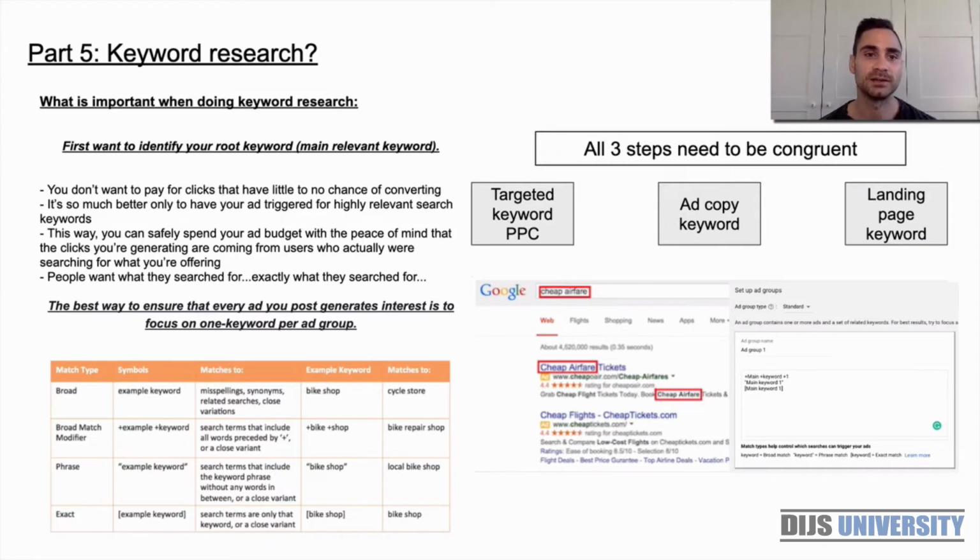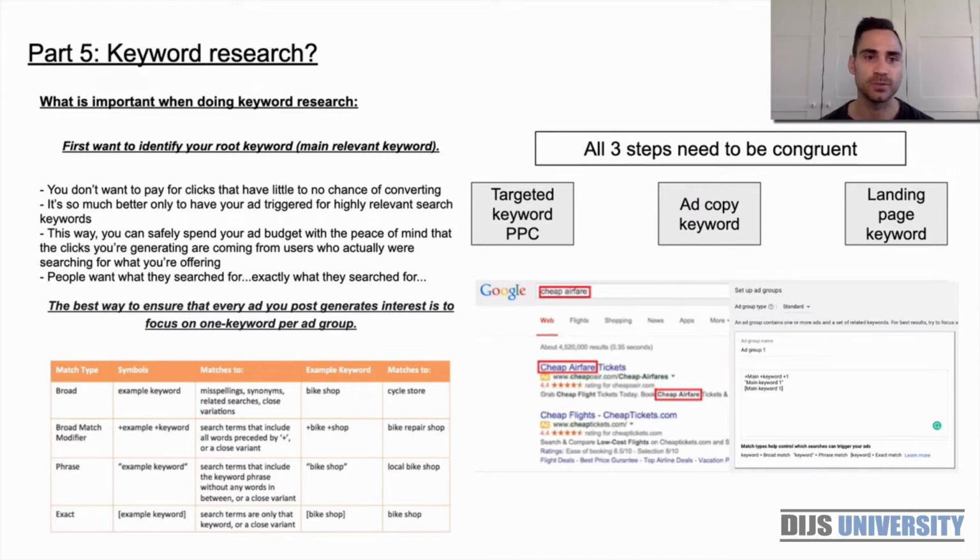So let's jump to the left side and go through a couple of bullet points. What is important when doing keyword research? First, you want to identify your root keyword, the main relevant keyword, like I said, to your ad copy and to the giveaway that you're giving for free in exchange for their email address. You don't want to pay for clicks that have little to no chance of converting. That's why we are focusing on the main keyword. It's so much better to only have your ad triggered for highly relevant search keywords. This is the part that we're gonna do in today's video.